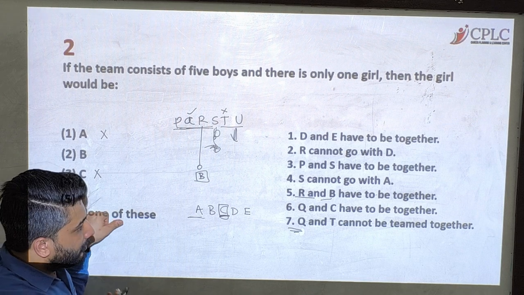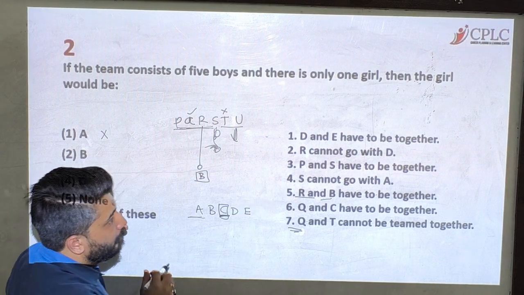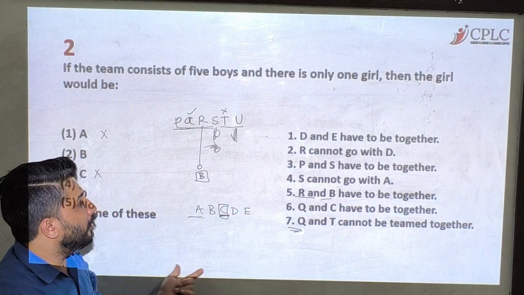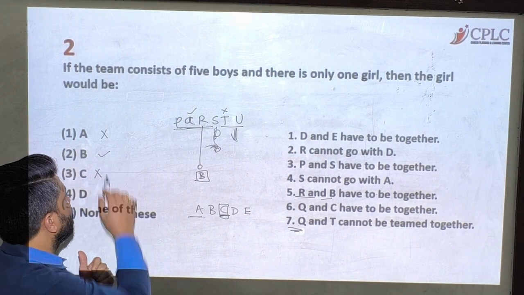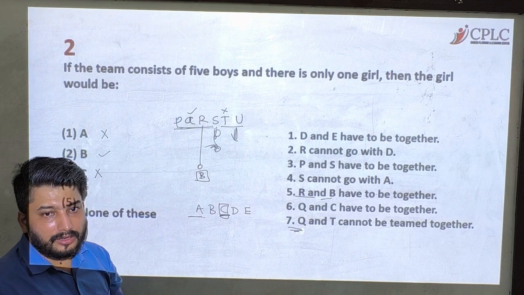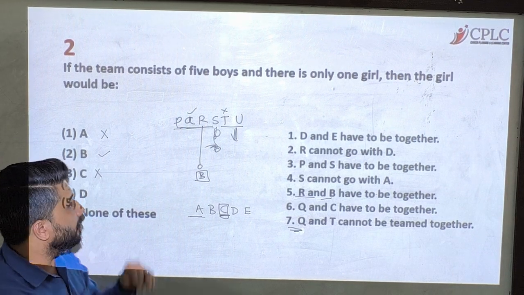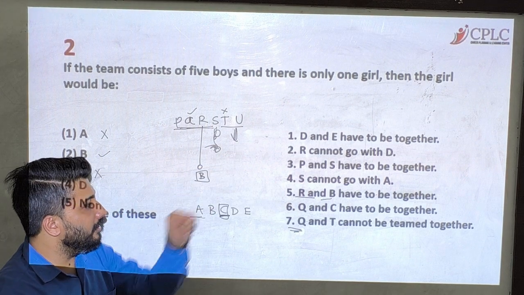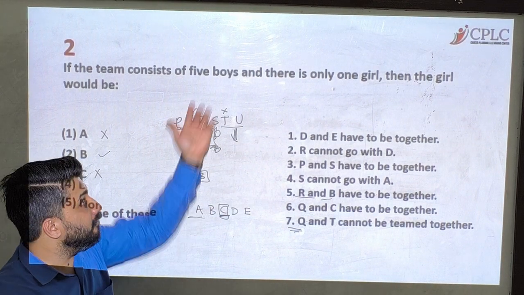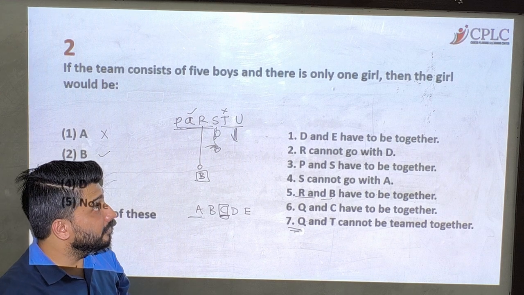If we go for D, there is a problem: D and E have to be together, which are both girls, not happening. So clearly after elimination it turns out that B is the only girl who can be selected, because for the other girls there are some problems or some conditions that are not matching with the main data that they have given us.